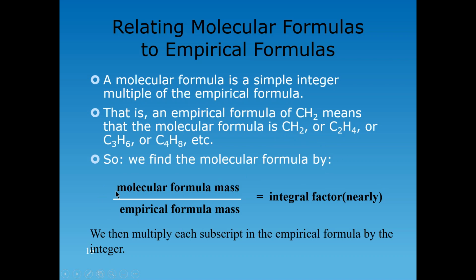If you know the molecular formula mass and you know the empirical formula mass, which you obtain by adding up the atomic masses of the elements according to the empirical formula, then dividing the molecular formula mass by the empirical formula mass gives you the integral factor. That's an integer, and that integer is what you use to multiply the subscripts of the different elements in the empirical formula to get the molecular formula.